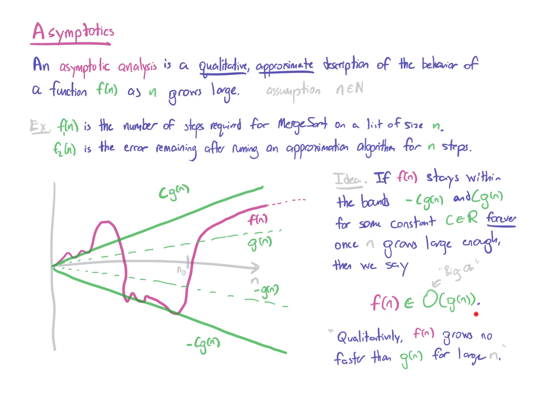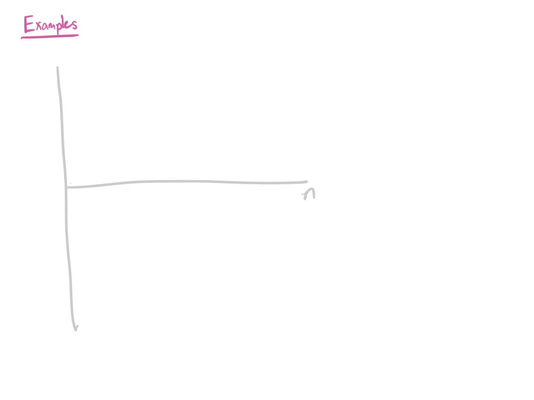When we say f of n is big O of g of n, we're thinking about a picture like this, where if I have this cone with my bounds g of n multiplied by a constant, then if n is big enough, f of n is going to stay inside that cone. So now that we have an intuitive picture of what big O means, let's move on to some examples.